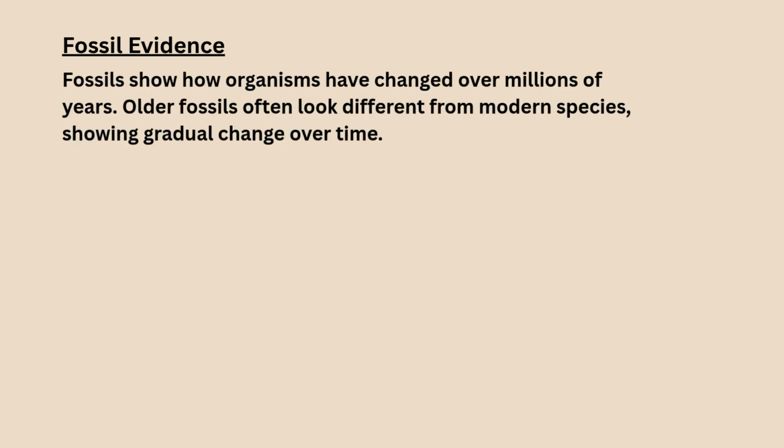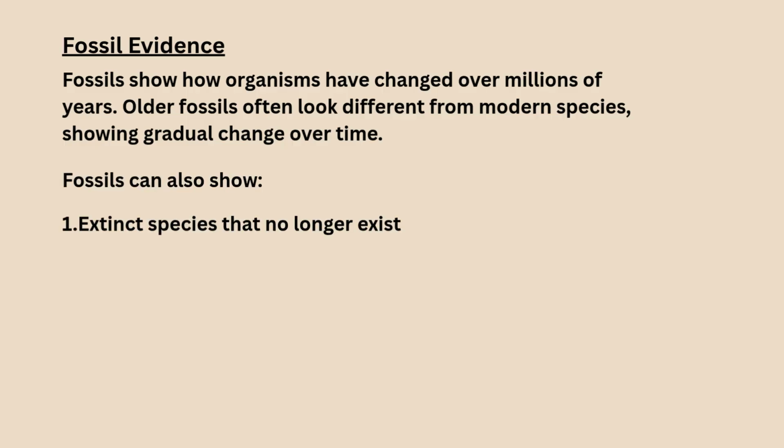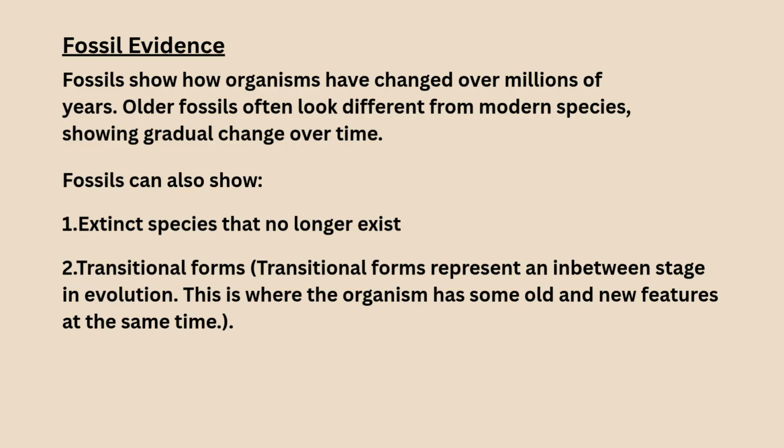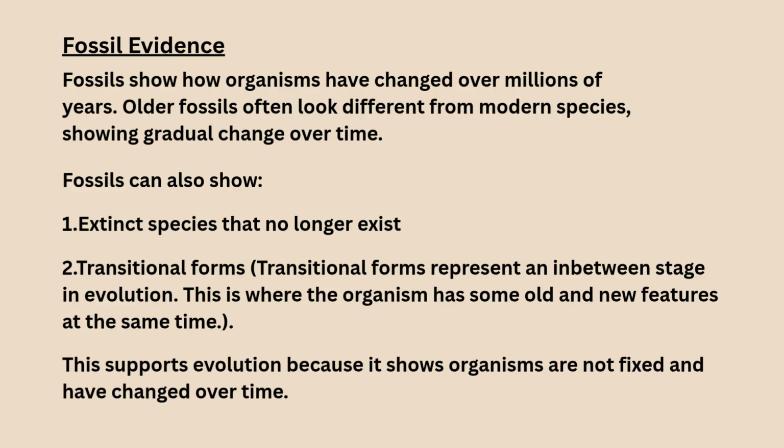Fossil evidence. Fossils show how organisms have changed over millions of years. Older fossils look different from modern species, showing gradual change over time. Fossils can show extinct species that no longer exist, and transitional forms. Transitional forms represent an in-between stage in evolution. This is where the organism has some old and new features at the same time, and this supports evolution because it shows organisms are not fixed and have changed over time.